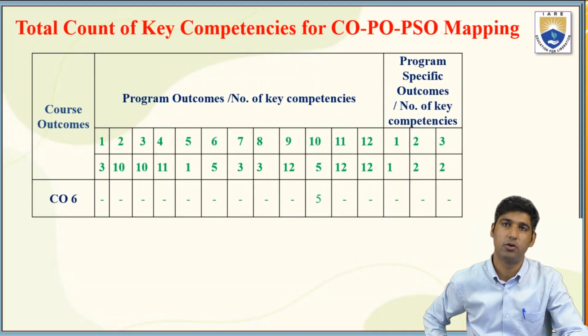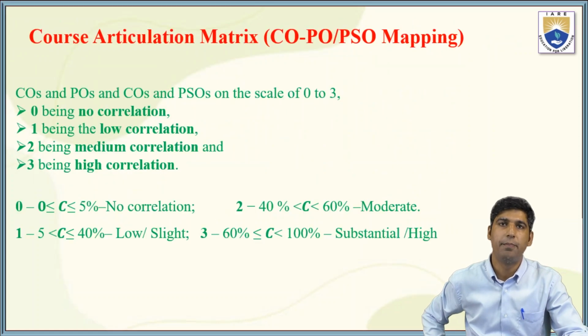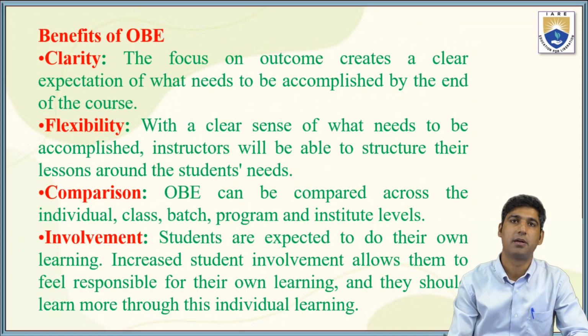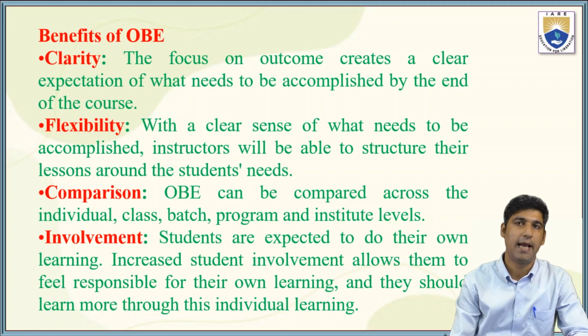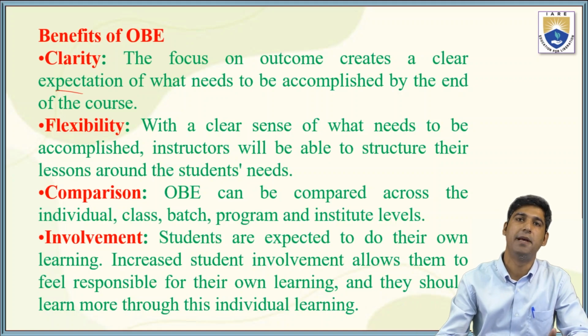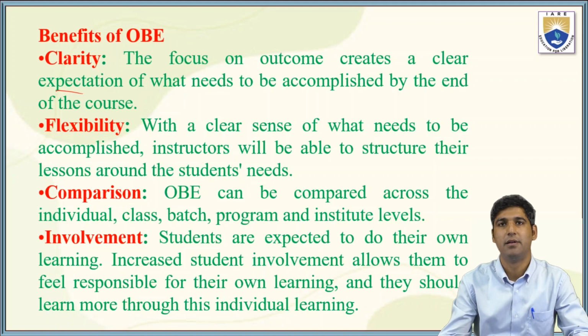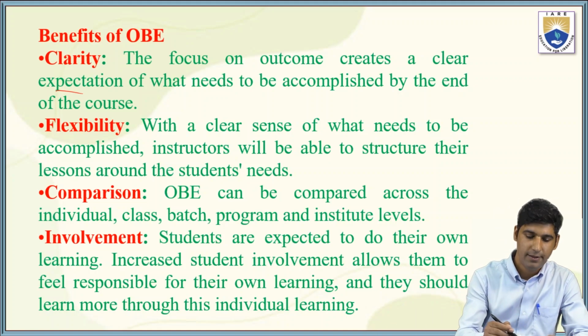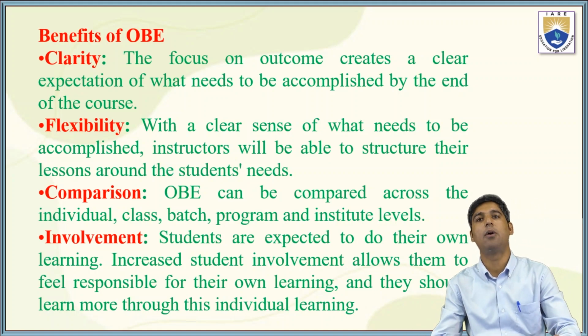Then there is the CO-PO-PSO mapping. Some key competencies are there, percentage of key competencies, and the course articulation matrix. Then there are the benefits of OBE. One benefit is clarity. The focus on the outcome creates clarity. When an activity is based on outcome, obviously there is clarity of what needs to be accomplished by the end of the course. A person gets aware of what he needs to accomplish by the end of the course, because he is aware of the outcomes.